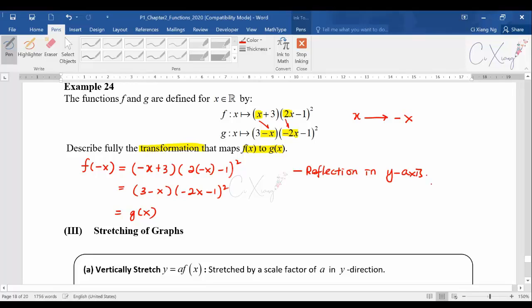So again, the keyword here is reflection, and in what line? Is it in the y-axis or the x-axis and so on? Please make sure that you write all the keywords out clearly. This is what we have so far for the transformation of graphs. We covered two ideas so far: the first one is translation, and the second one is reflection. For the next video, we will continue with the stretching of graphs.